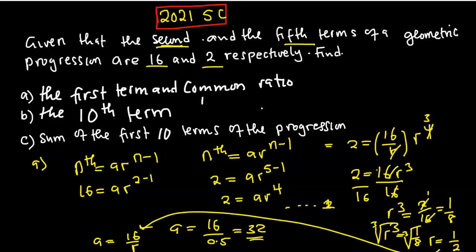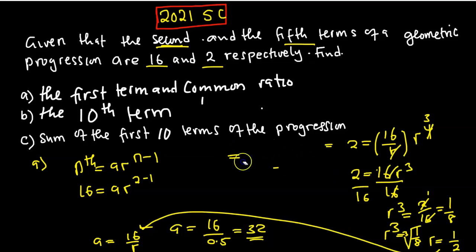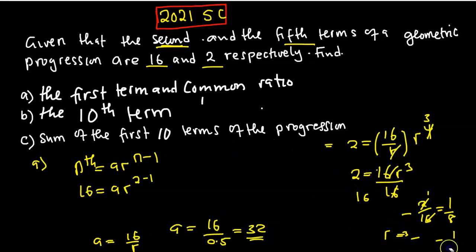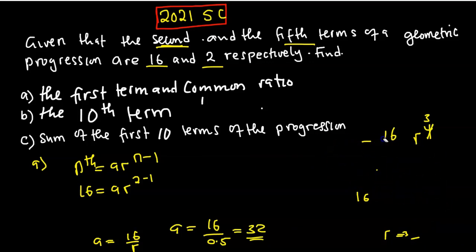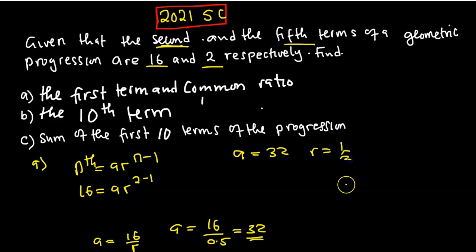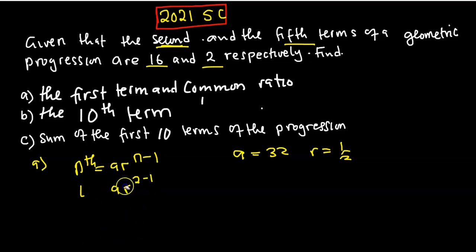So r here is 1 over 2, a here is 32. Okay, so we found the first term and of course the r. So we've answered the first question completely. For the sake of our next solving, we are going to say a is equal to 32, then r is equal to 1 over 2. So let us look at the next question. Find the 10th term.